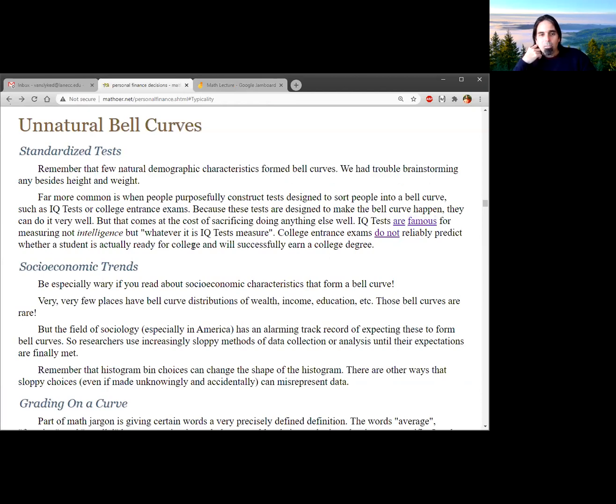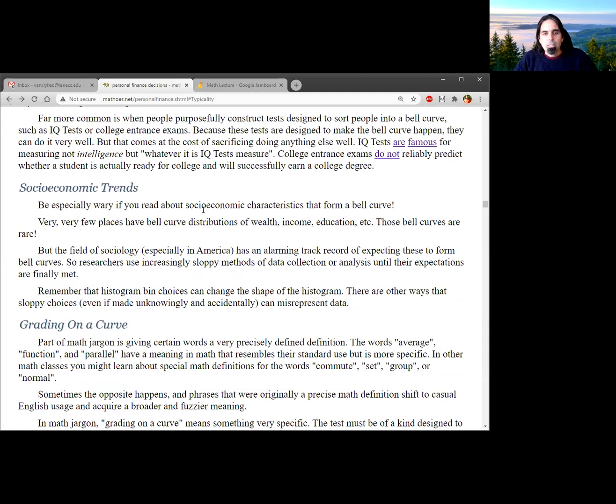So IQ tests are famous for measuring not intelligence, whatever intelligence would really mean, but the thing that IQ tests measure. And college entrance exams sort people very well and make bell curves, but they don't reliably predict whether someone is actually ready for college and will earn a college degree. Similarly, there are socioeconomic characteristics that form a bell curve. Almost no city or town has a bell curve for the distribution of wealth or income or education or whatever.